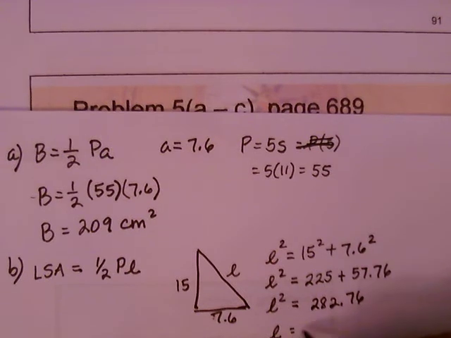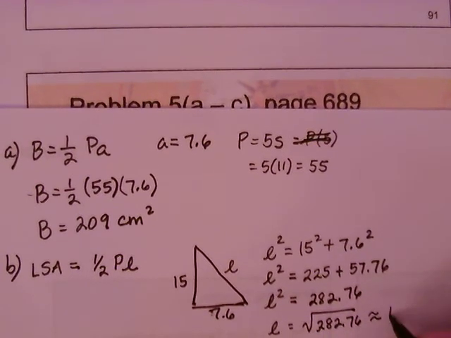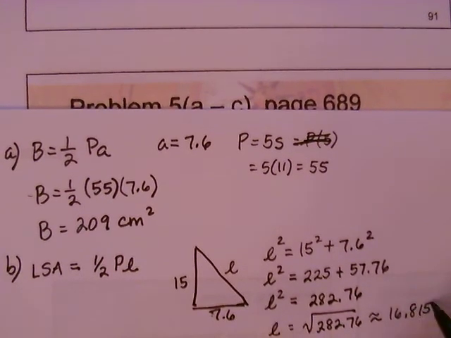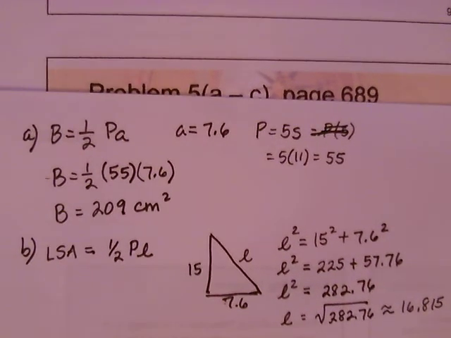And the square root of 282.76 will be approximately 16.815. That would be the slant height.